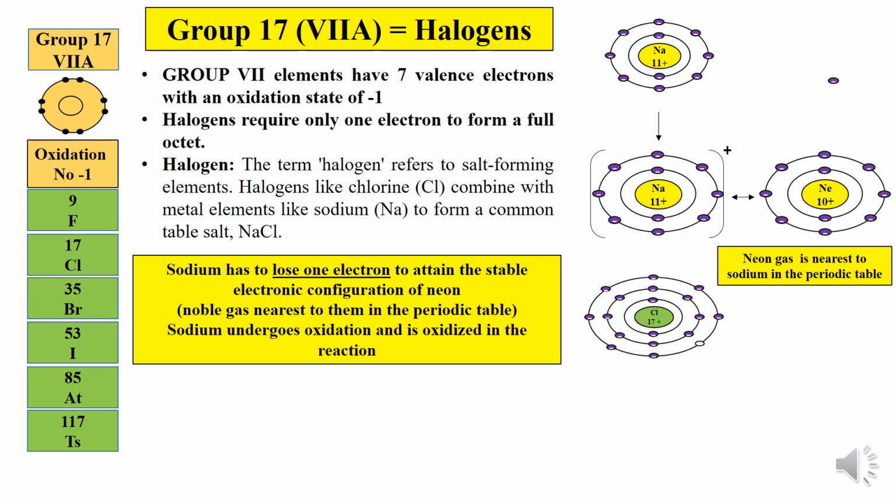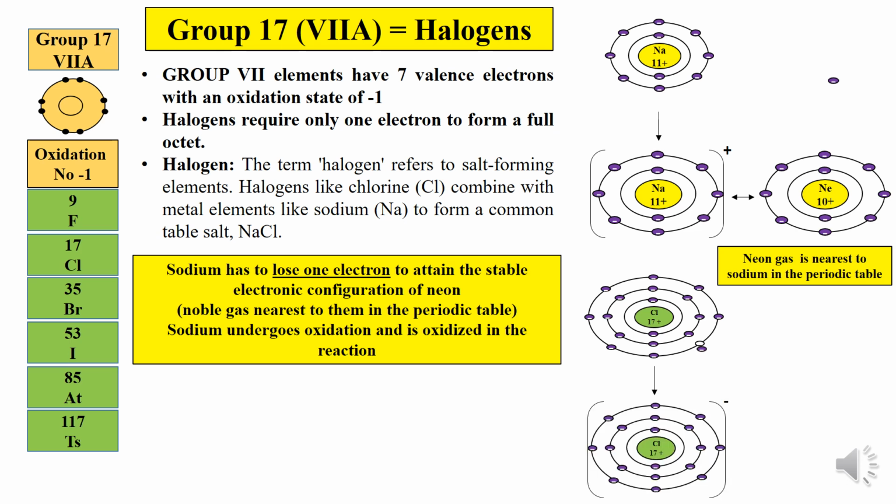So what about the chlorine atom? When you examine the electron structure of chlorine, you'll find that there are 7 valence electrons. So chlorine gains 1 electron given by sodium to form a negative ion with a -1 charge, giving it an oxidation state of -1.